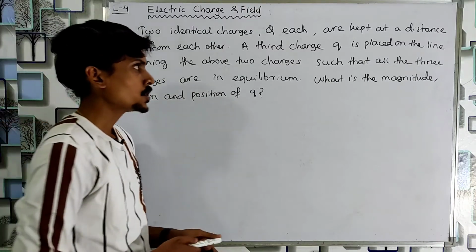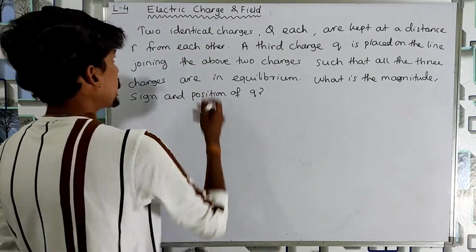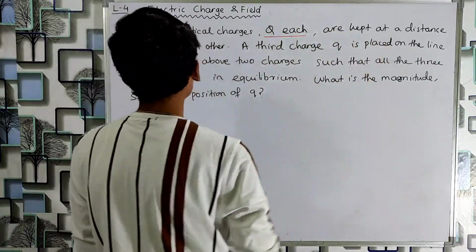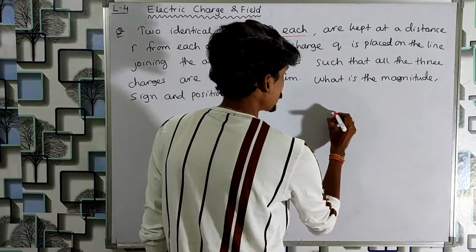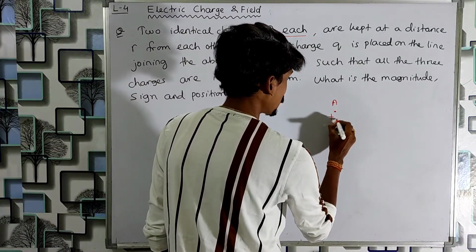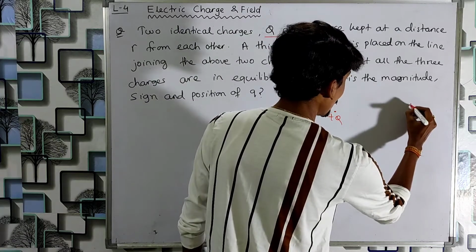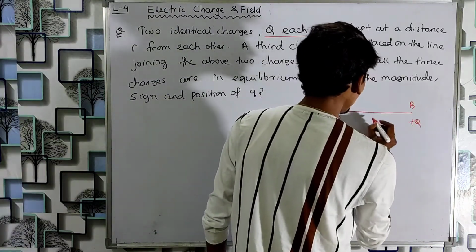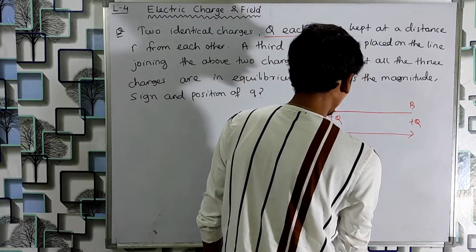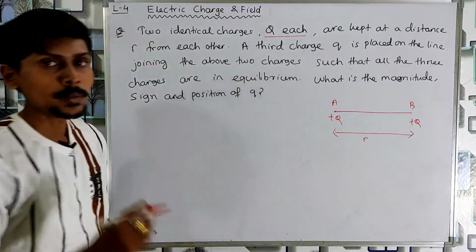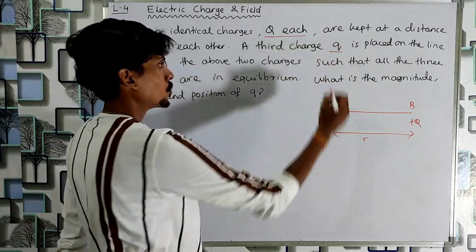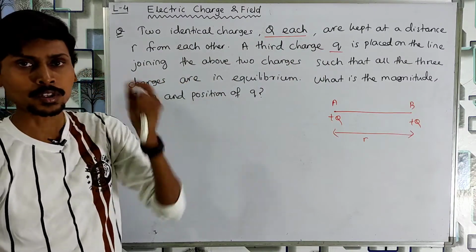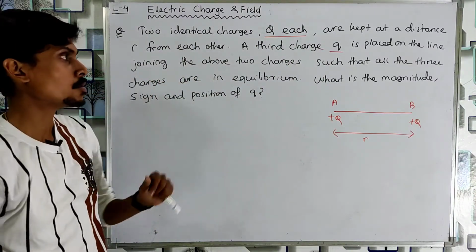So let us draw the diagram first. So we have two identical charges plus q each, and they are kept at a distance of r from each other. Suppose at point A there is a plus q charge and at point B again a plus q charge, and the distance between them is how much? The distance is r. Okay, now we'll bring a third charge small q, but we do not know the sign of small q, that means whether small q is a positive charge or a negative charge, we don't know about that.